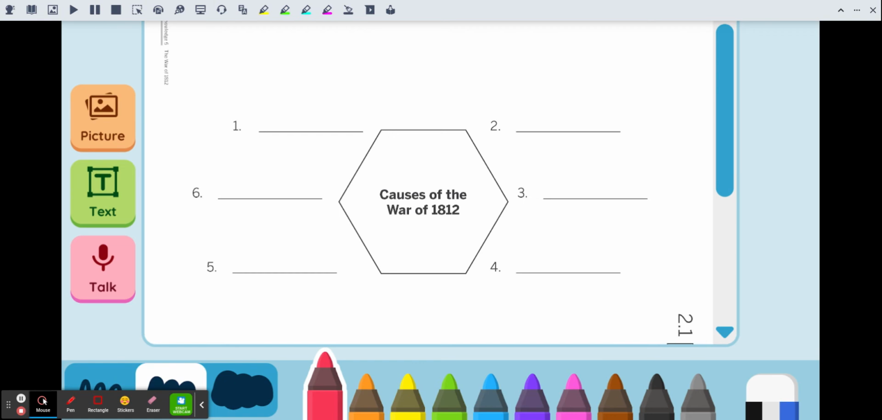So, what were the 6 events that led up to the War of 1812? Number 1 should have been the British blockaded the U.S. ports. Number 2, impressed sailors. Number 3, stole U.S. cargo. Number 4, broke a treaty with the United States. 5, attacked the USS Chesapeake. And 6, armed Native Americans.